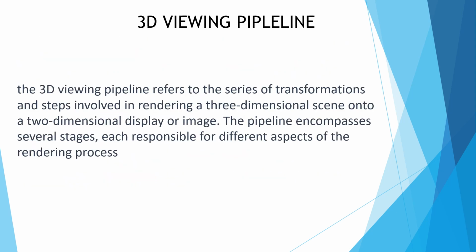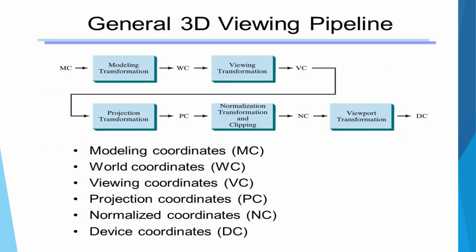3D viewing pipeline. The 3D viewing pipeline refers to the series of transformations and steps involved in rendering a three-dimensional scene onto a two-dimensional display or image. The pipeline encompasses several stages, each responsible for different aspects of the rendering process.